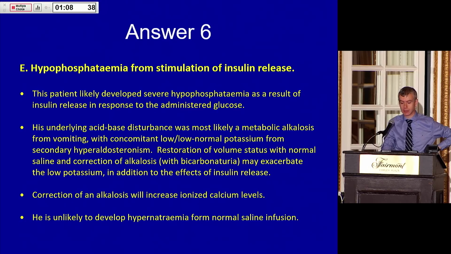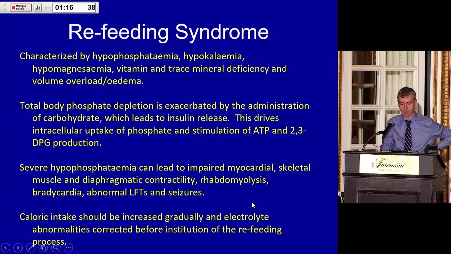Correction of an alkalosis will increase ionized calcium levels rather than decrease, and he is unlikely to develop hypernatremia from a normal saline infusion. The refeeding syndrome is characterized by several electrolyte abnormalities, including hypophosphatemia, hypokalemia, hypomagnesemia, and other vitamin and trace mineral deficiencies, and also with volume overload and edema. Total body phosphate depletion is exacerbated by the administration of carbohydrate, which leads to insulin release, further driving phosphorus into cells. This drives the intracellular uptake of phosphate and stimulation of ATP and 2,3-DPG production.